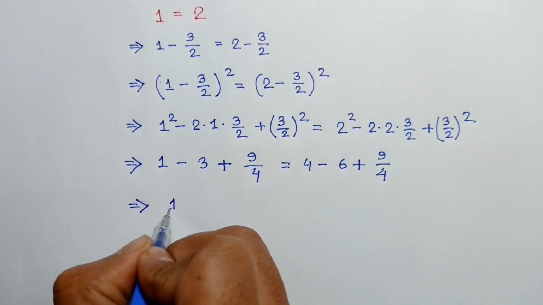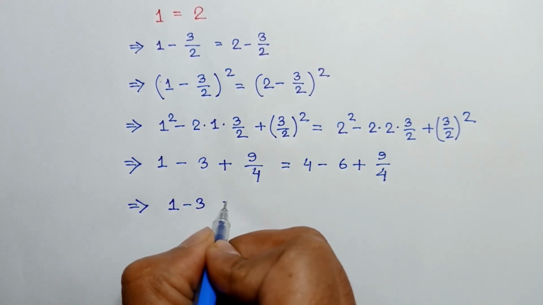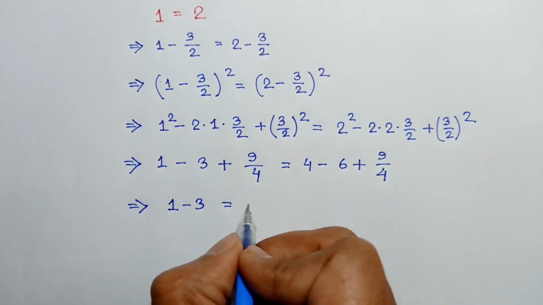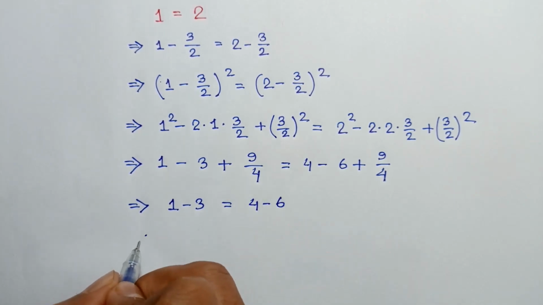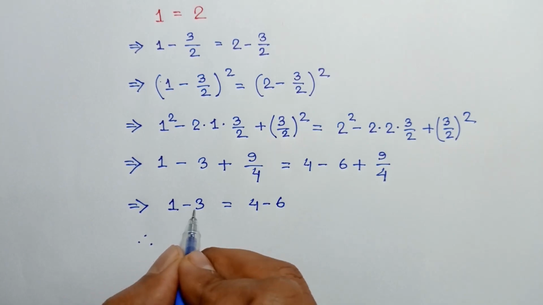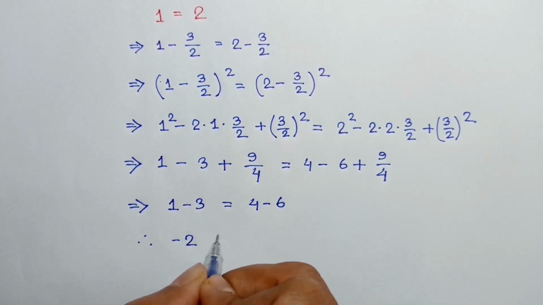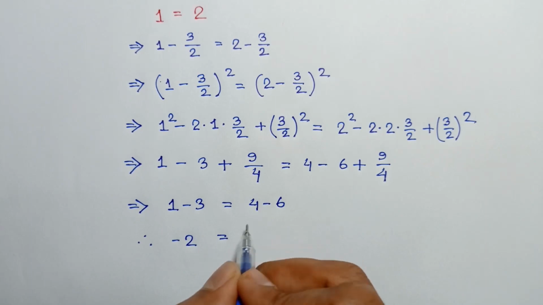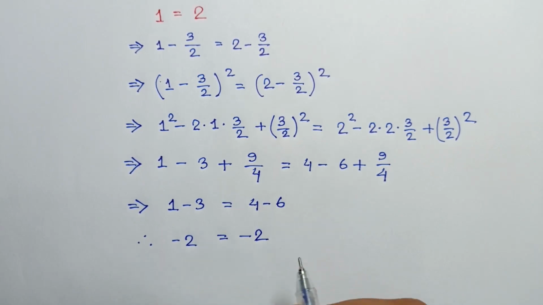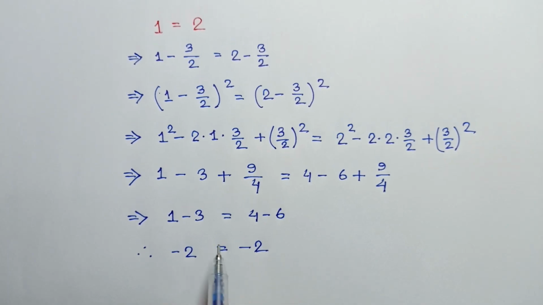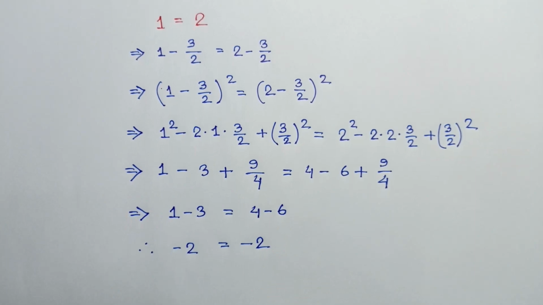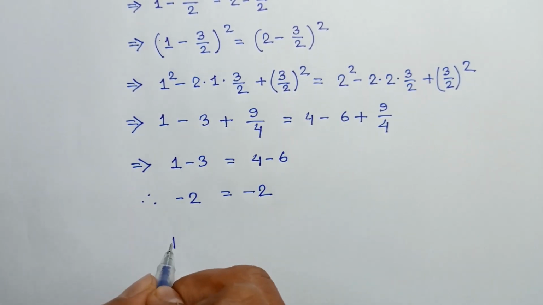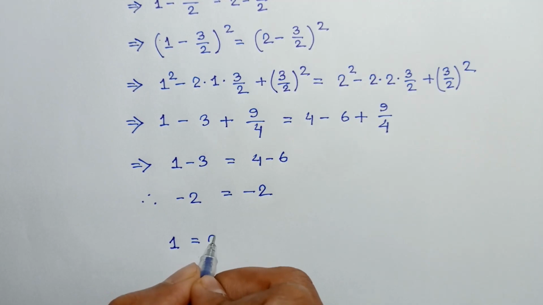minus 3 is equal to 4 minus 6. So 1 minus 3 is negative 2 is equal to 4 minus 6 is negative 2. Hence negative 2 and negative 2 are the same, so 1 is equal to 2, it will be equal. So we can write 1 is equal to 2.